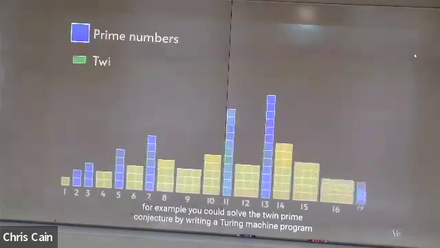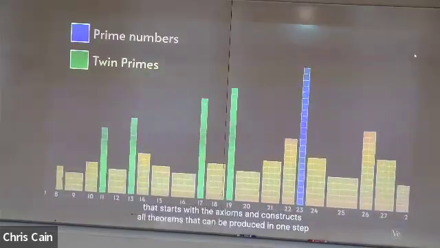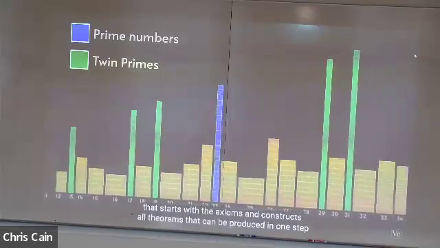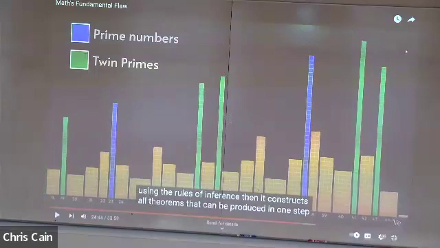For example, you could solve the twin prime conjecture by writing a Turing machine program that starts with the axioms and constructs all theorems that can be produced in one step using the rules of inference. This was explained earlier in the video, but the twin primes conjecture is the idea that there never stops being two primes that are just two away from each other. Regardless of how far you go in the positive integers, you will eventually continue to see another two consecutive odd numbers that are both primes.